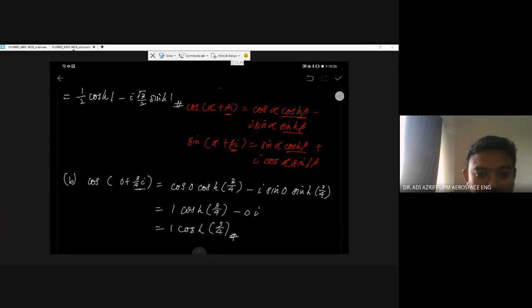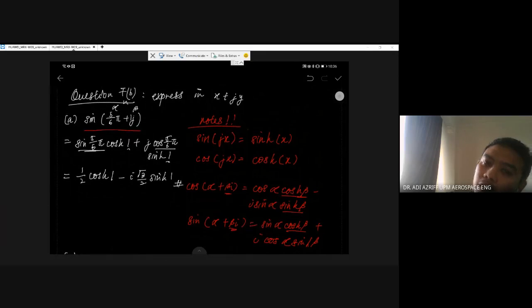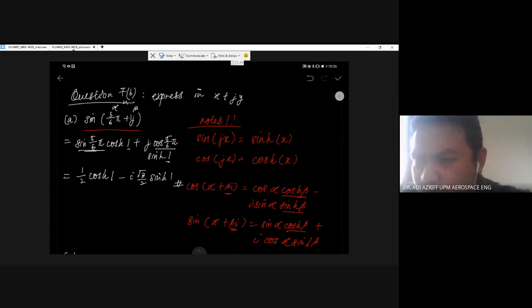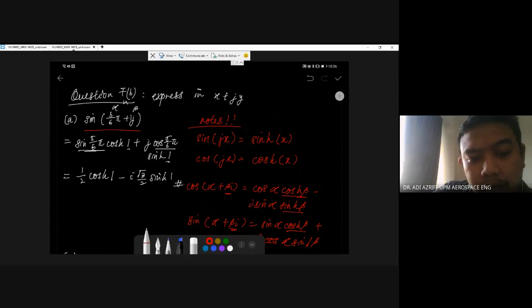If you notice, I've shown you the relationship between polar form and hypotenuse, and I've proven that sine jx equals sine hypotenuse x, and so cos jx equals cos hypotenuse x. So this is actually shown in the example in the video. This is a concept you need to remember in order for you to answer this type of question. So this topic is under the relationship between polar form and hypotenuse. So you can refer back.